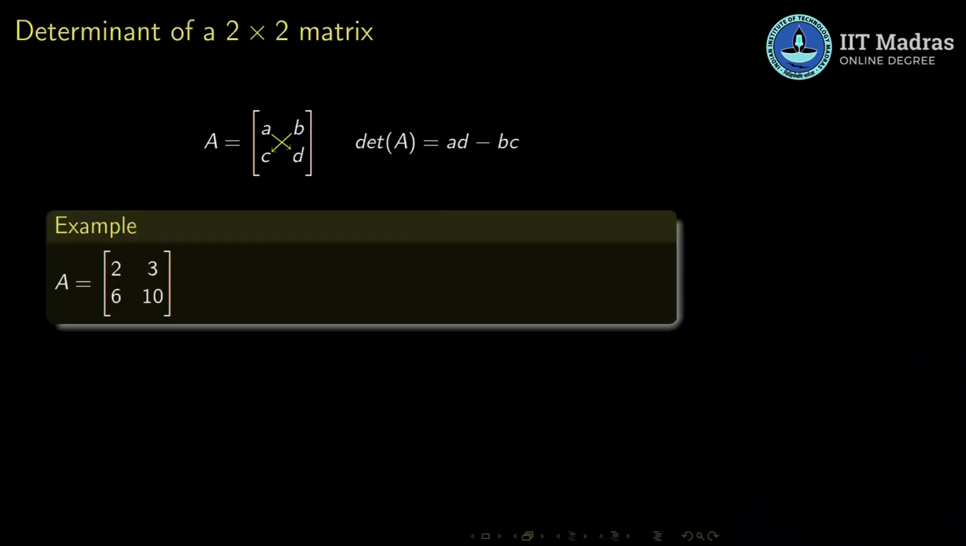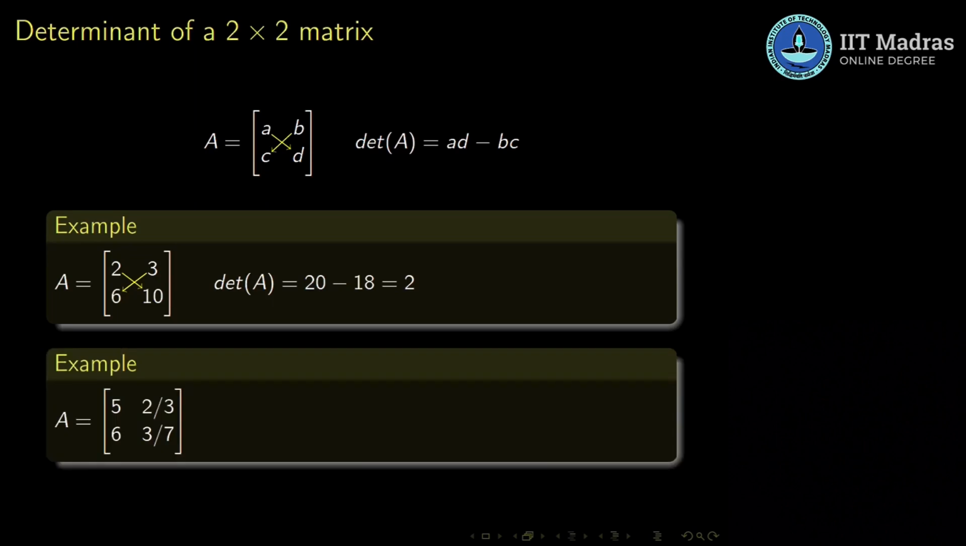So, let us do an example, just for a start. Here is your matrix A, which is 2, 3, 6, 10. It is a 2 by 2 matrix with those entries. So, what is the determinant of A? The determinant of A is 2 times 10 minus 3 times 6. So, 20 minus 18, which is 2. Here is another example. So, 5, 2/3, 6, 3/7.